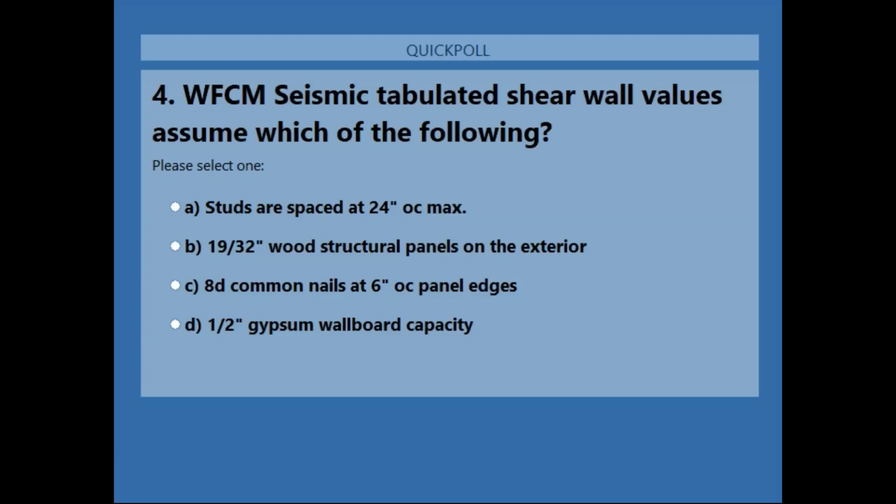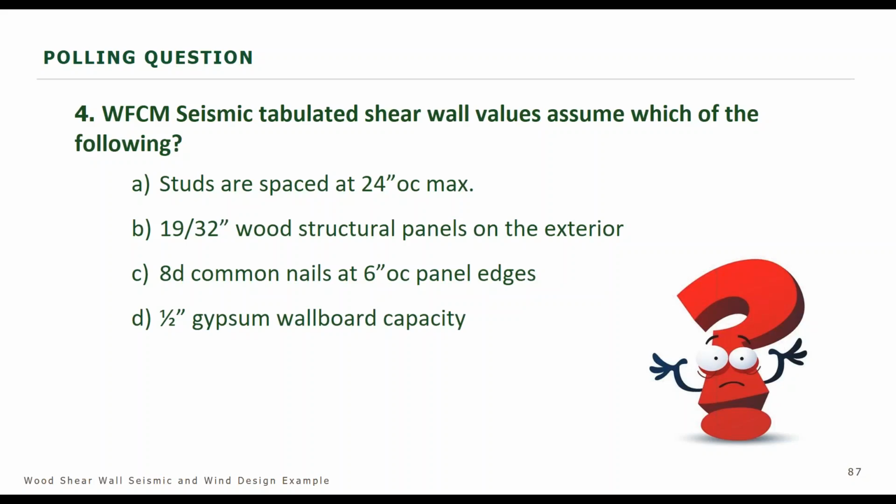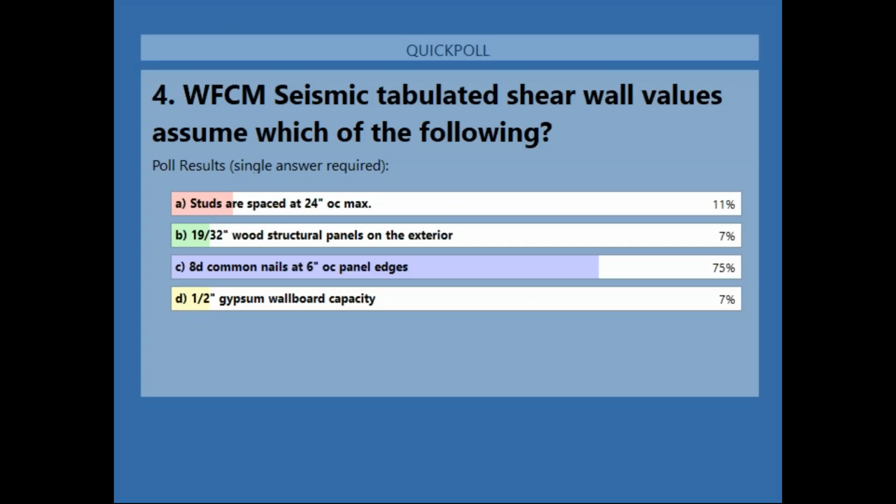So we've got about 45% have voted in 30 seconds, so just a few more seconds. I know I'm going faster on the polls than usual, but we've got a lot of information to cover, so I'm going to close it. And let's see, so 75% say 8-penny common nails at 6-inch on center panel edges. Is that right? So, all right. And just a few on the others. So go ahead, Michelle, and let us know how that went.